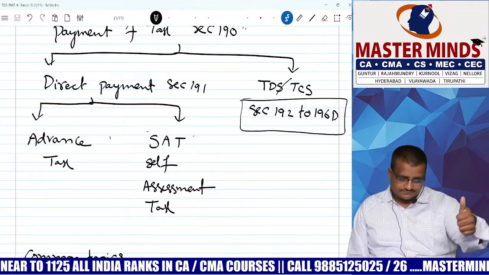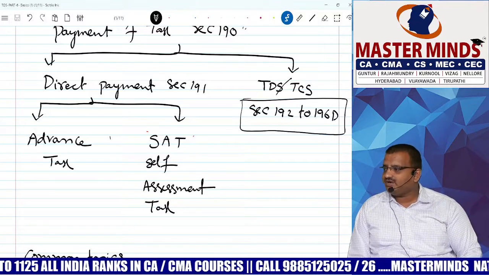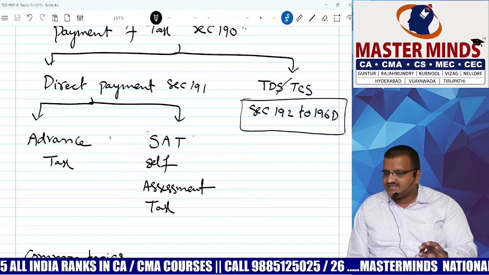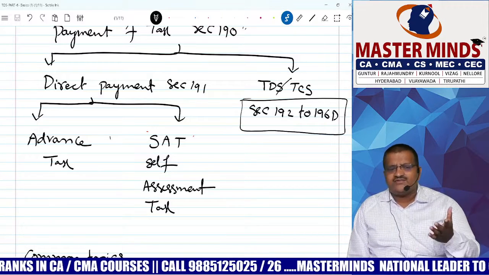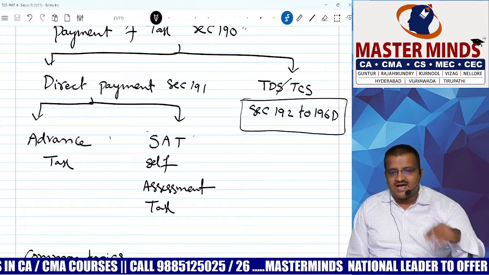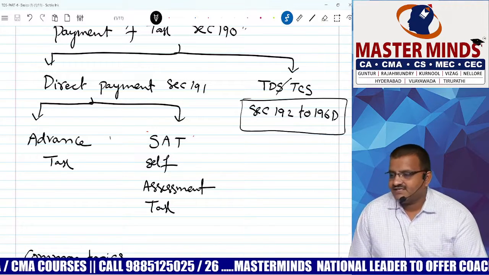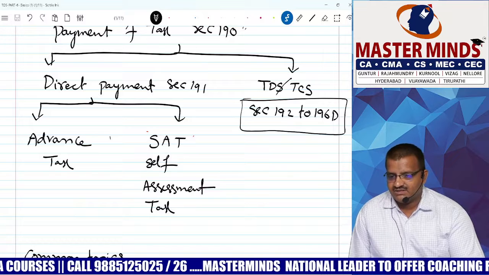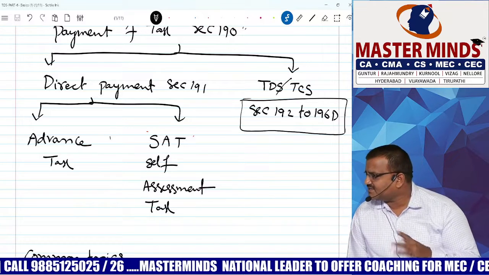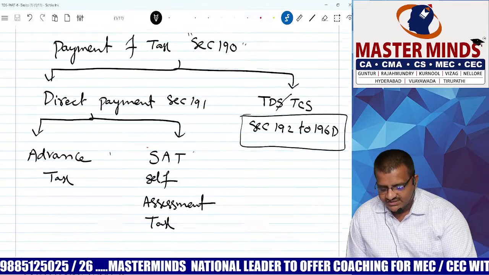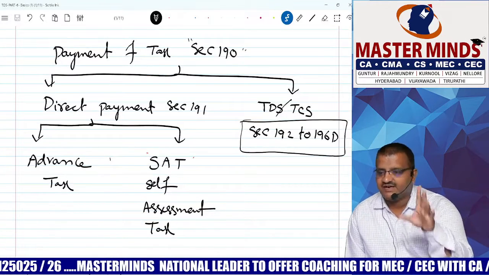Non-residents? Applicable. Resident salaried employee? Applicable. Resident other than salaried employee? Not applicable. Non-residents? Applicable. Resident salaried employee? Applicable. Resident non-salaried employee? Not applicable. That's all. Clear, sir?